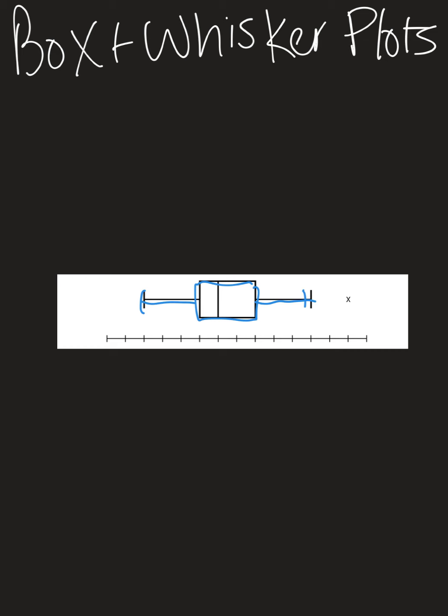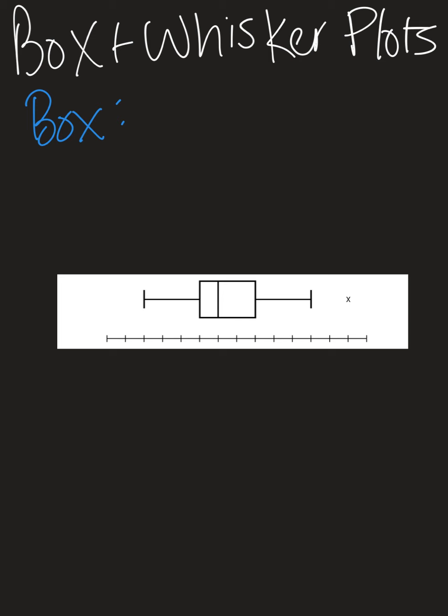We will always have our box and our whiskers for our box and whisker plot. This number line at the bottom is simply to help us understand what the data is going to represent when we have a specific number, okay? So let's talk about the box first. There's a couple of different components to the box.